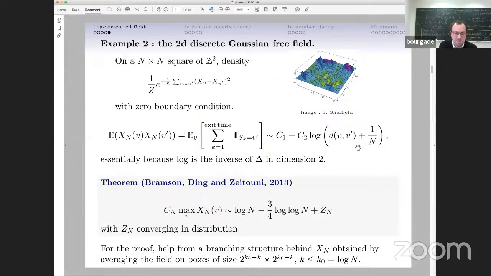And the maximum has been proved more recently by Bramson, Ding, and Zeitouni to converge in distribution, under the same scale as previously for branching Brownian motion. You have the first term, minus three quarters of the log of the first term, plus some random variable, which here converges in distribution to a shifted Gumbel. Okay, it's the second canonical example.